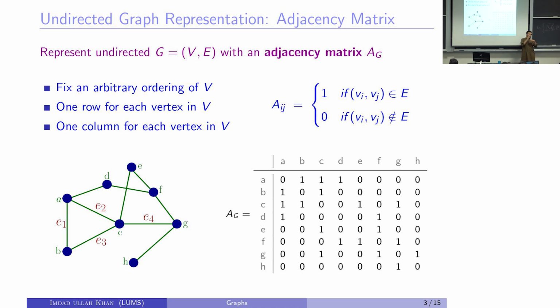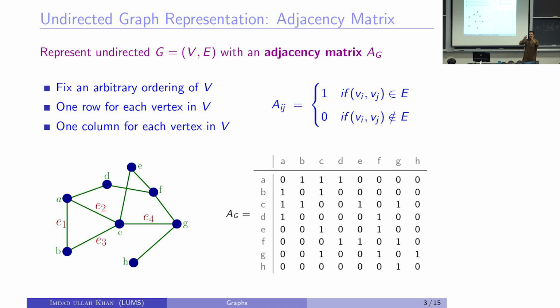Now, the edge E1 is between A and B, so in the row of A and the column of B there will be a 1, right? And similarly, in the row of B and the column of A, there will be a 1 as well. So if there is an edge between a pair, the corresponding row-column entry will be 1, otherwise it will be 0. Is this clear?